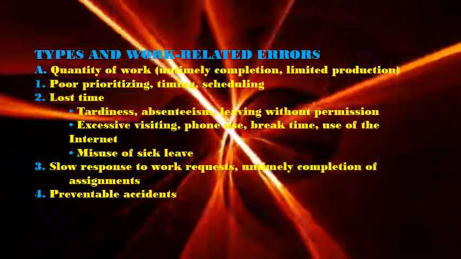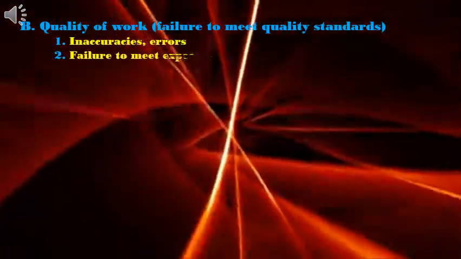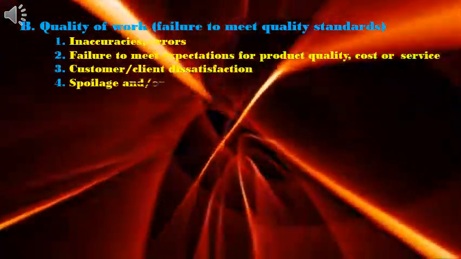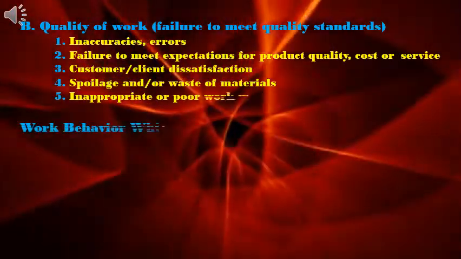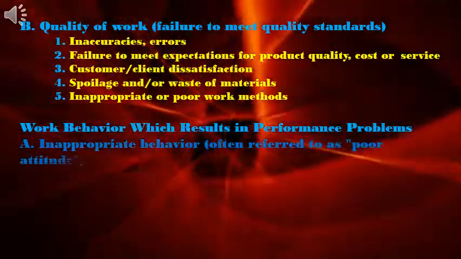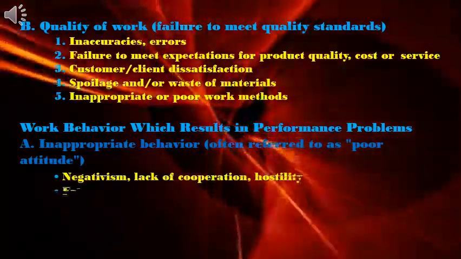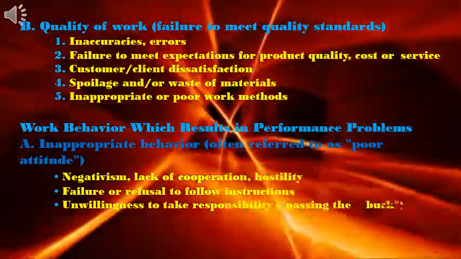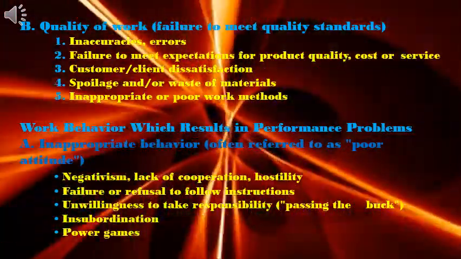Number 4. Preventable accidents. B. Quality of work, failure to meet quality standards. Number 1. Inaccuracies, errors. Number 2. Failure to meet expectations for product quality, cost or service. Number 3. Customer, client dissatisfaction. Number 4. Spoilage and/or waste of materials. Number 5. Inappropriate or poor work methods.